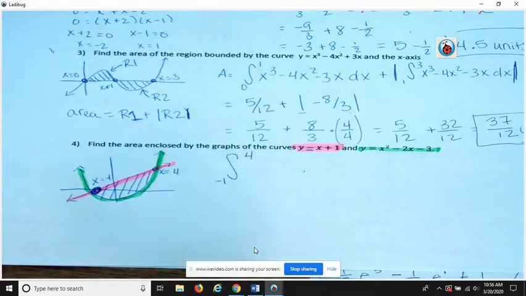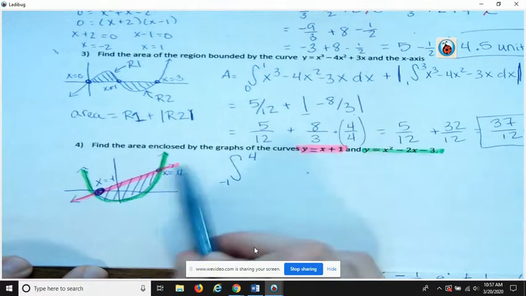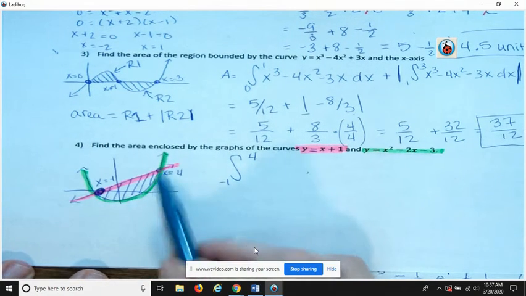Now you may ask, why don't you use the bigger function? It's going to have a bigger area. We want to take the top function and subtract the bottom function off from it.